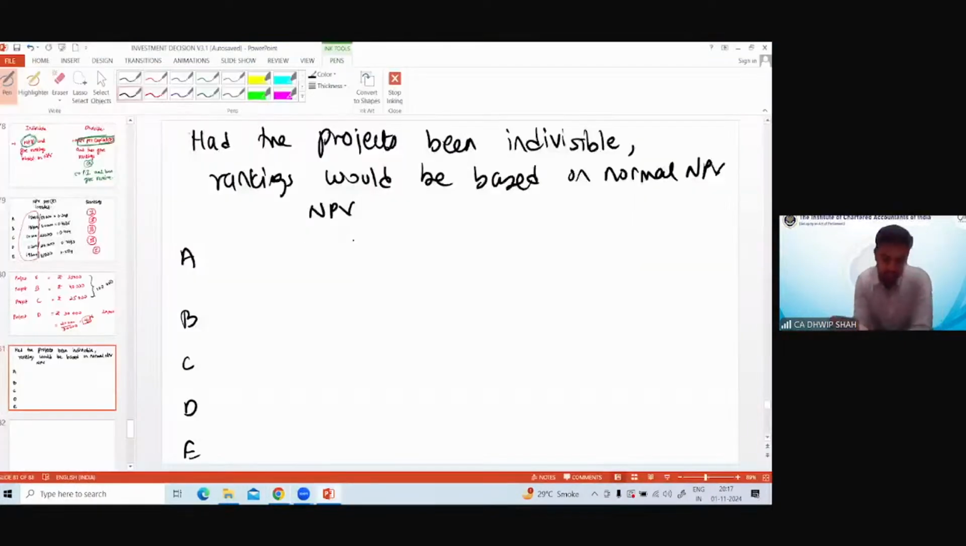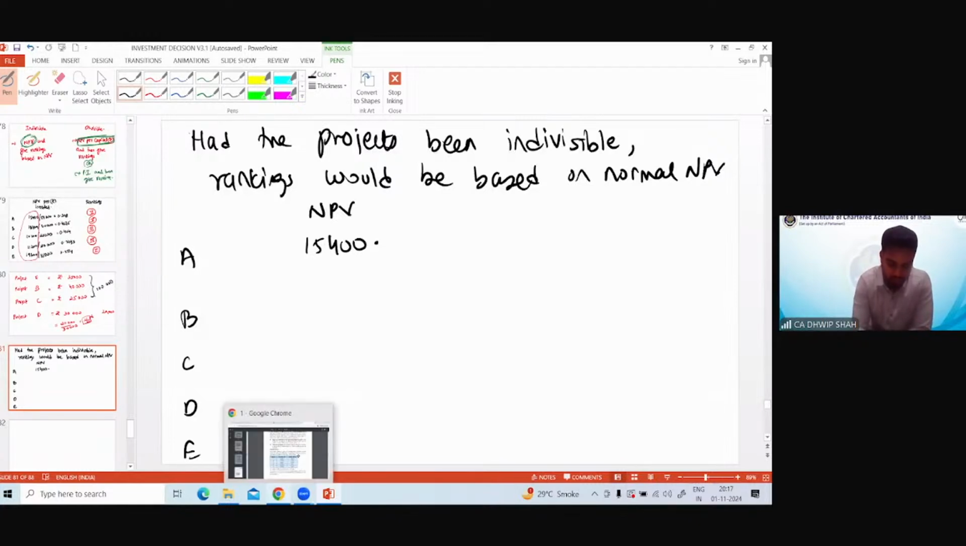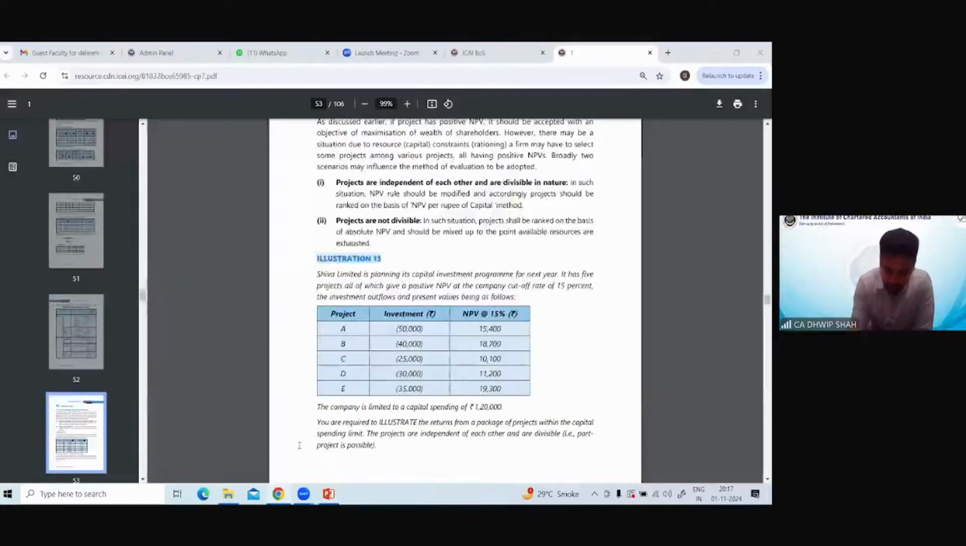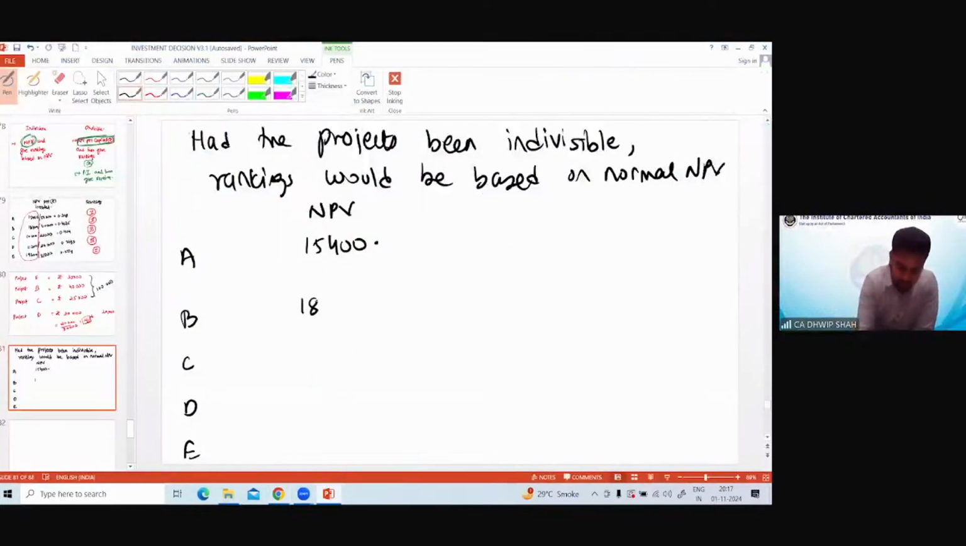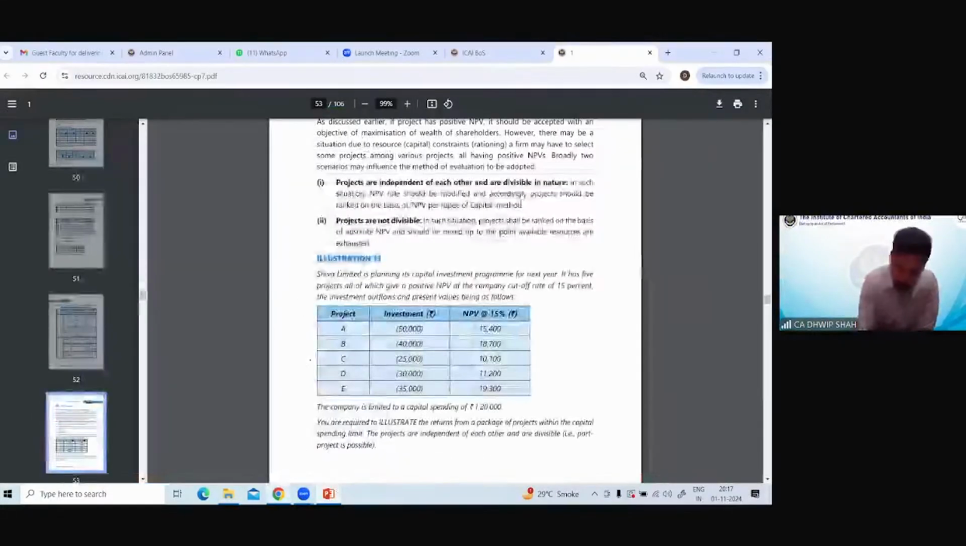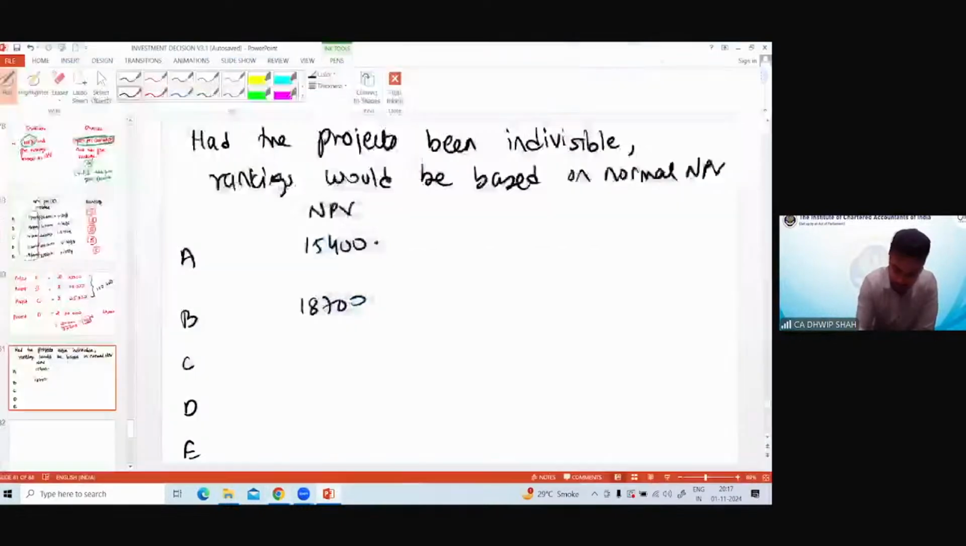See, in this illustration, they have directly given the NPV figure. Students make a mistake over here. They consider this amount as present value of cash inflow. They take this as PVCI and then subtract PVCO, which is wrong. NPV is given directly. 18,700, 10,100, 11,200, 19,300.